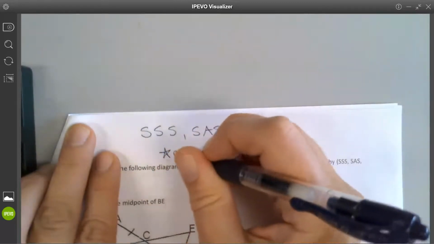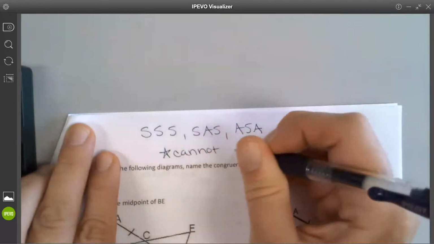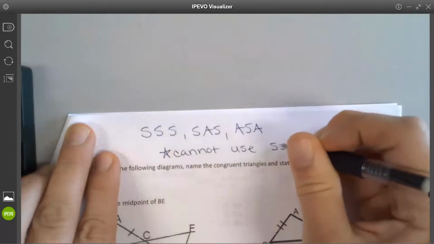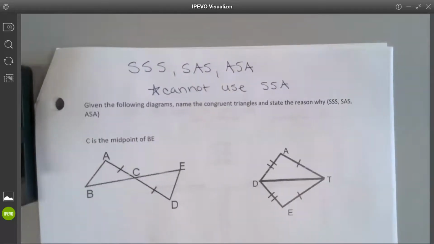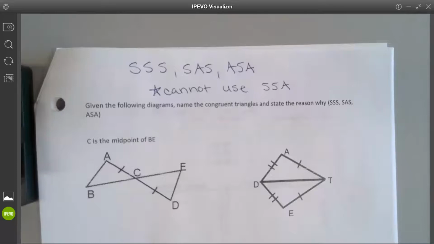There's one big one that we can never use. Not use side, side, angle. Okay, ever. It will never pop up that we will be able to use that. Now, one really easy way to remember that that's a no-go is if I went the other way around and instead of going side, side, angle, I listed that as angle, side, side, which it also is. I purposely didn't write it that way because then it would be a naughty word, okay, and I wouldn't write that up there.